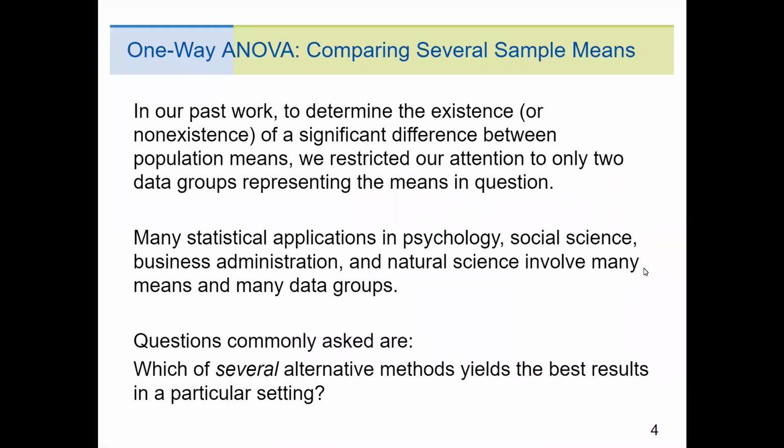In our past work to determine the existence or non-existence of a significant difference between population means, we restricted our attention to only 2 data groups representing the means in each question. Many statistical applications in psychology, social science, business administration, and natural science involve many means and many data groups. Questions commonly asked are which of several alternative methods yields the best results in a particular setting?